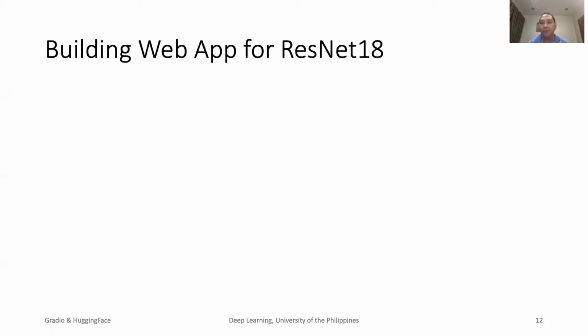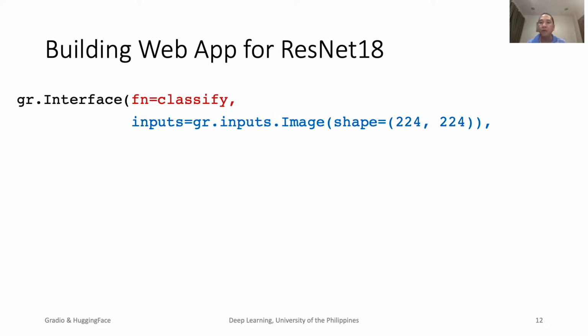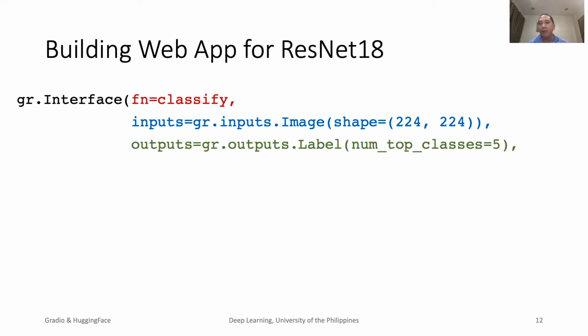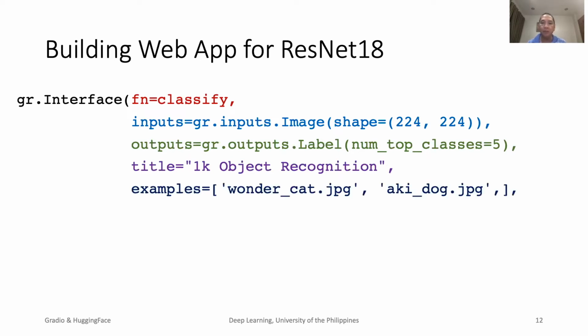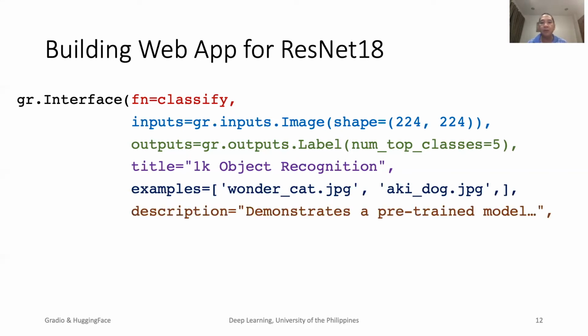Let us build the web app for our pre-trained ResNet 18. This is the modified interface. We assume that we have classify function that accepts input with size 224 by 224. Then the Gradio app shows the top 5 classes with highest probabilities as returned by classify function. We use the title as shown. For ease of use, we provide 2 sample images that can be found in the file system. A description on what the app is all about is also shown. Finally, we remove the unused flag button.